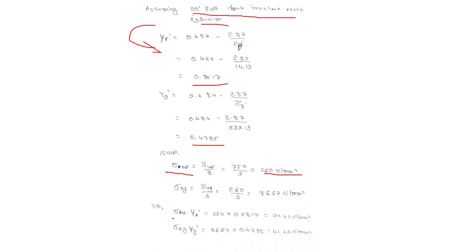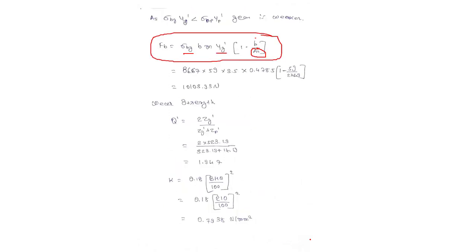Now multiplying the bending stress with the Lewis form factor for pinion and gear, we get the answer 70.42 Newton per mm square for pinion and 41.47 Newton per mm square for gear. From that we can easily see that the value for gear is lesser than the value for pinion. So for the further calculation we will use the gear, since it is the weaker one.